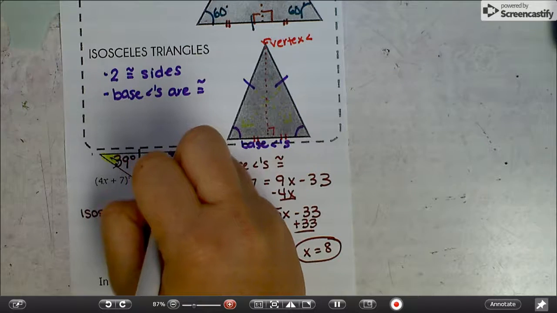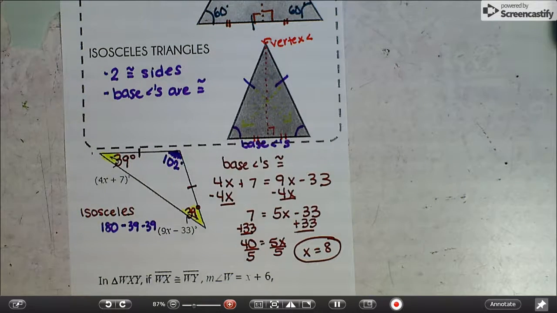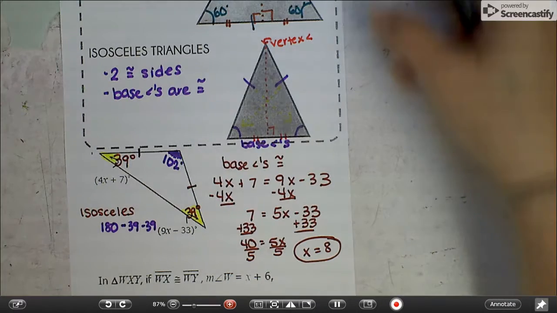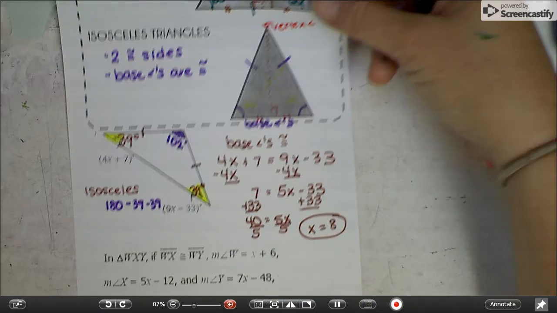So this angle is 102 degrees. And that wasn't really part of the problem, but I wanted to show you just in case, because it's good stuff. All right, let's look at the next one.